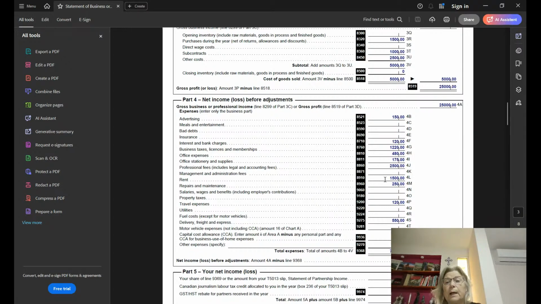Rent, I have a little office. It's very small, might be 300 square feet. It's totally separate from the rest of my house. It has its own meter, electric meter, everything. And really, the only thing I have to pay is the electricity bill. And that would be my rent on that office. And so I've chosen to put it under rent. I suppose I could put it under utilities, but to me, it is a rent cost.